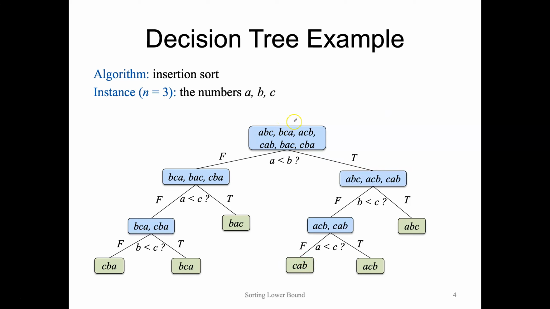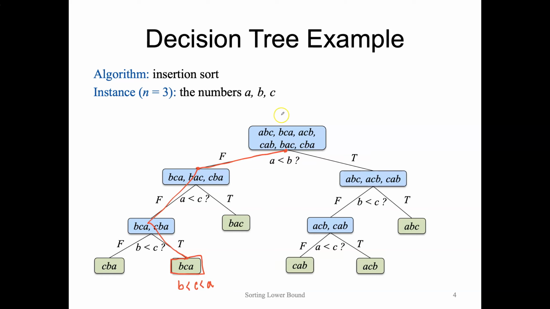Again, the execution of our insertion sort algorithm follows one path here, from the root down to some leaf. Which leaf we wind up at is based on whatever our original input is, but this will give us the total order of elements. So in this case, B is less than C is less than A.